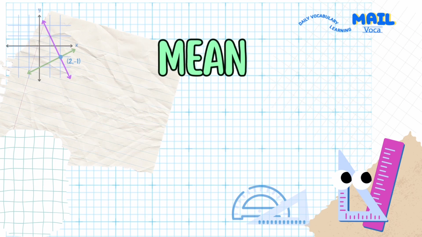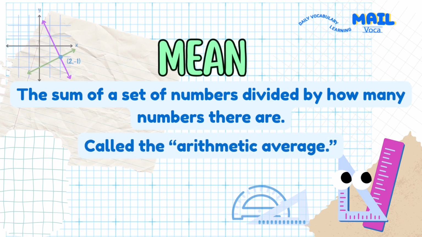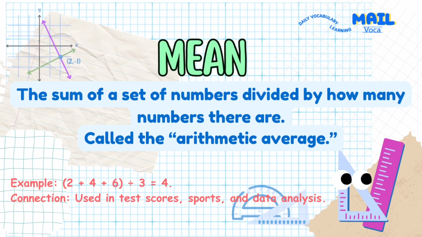Mean, the sum of a set of numbers divided by how many numbers there are. Called the arithmetic average. Example, 2 plus 4 plus 6 divided by 3 equals 4. Connection, used in test scores, sports, and data analysis.